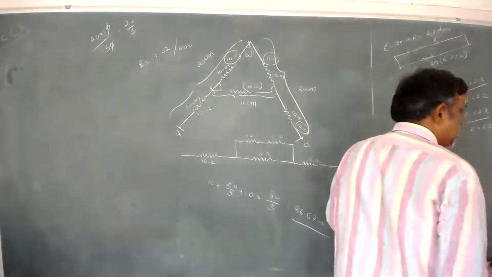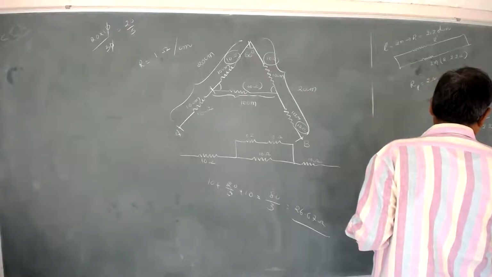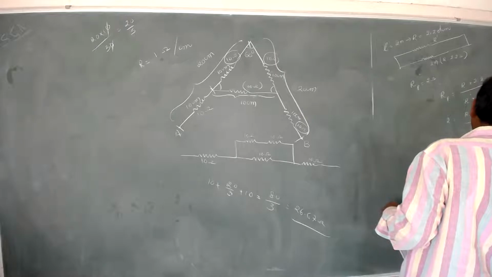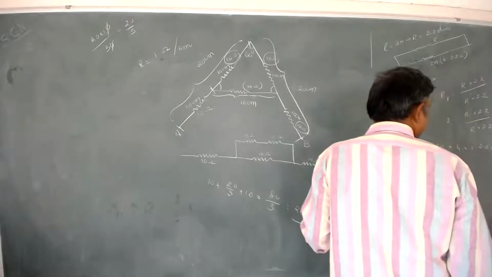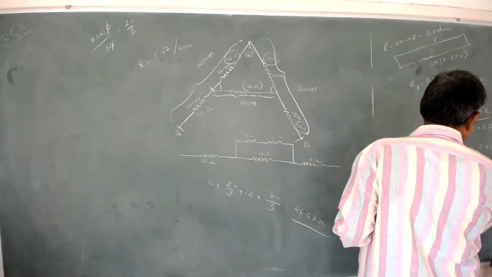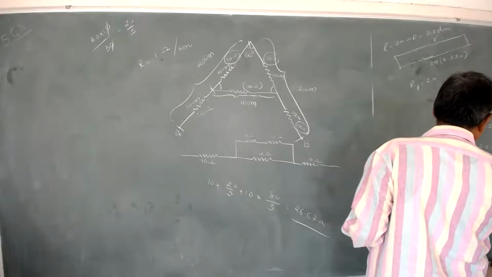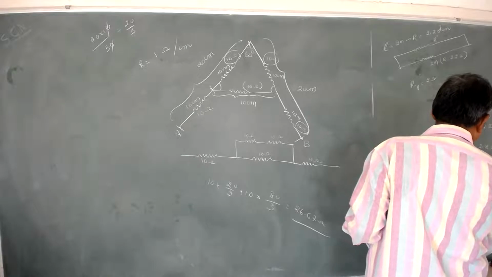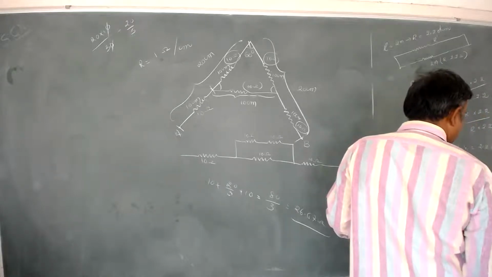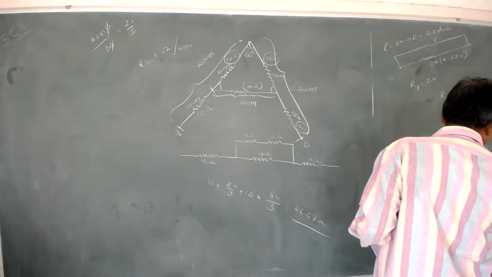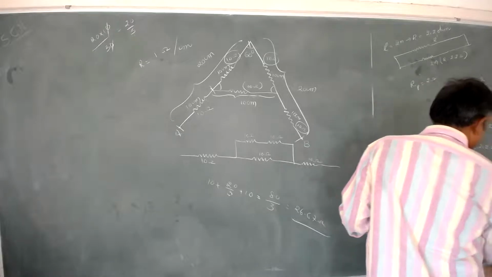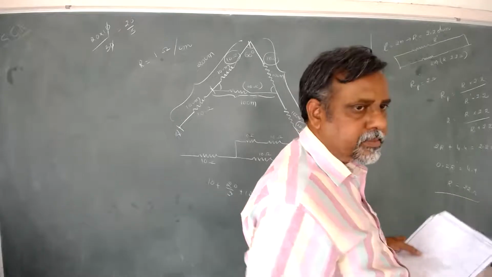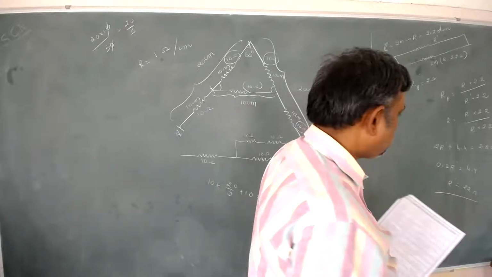So here 2 R dash plus 4.4 is equal to 2.2 R dash. Right? Changing the sign, 0.2 R dash is equal to 4.4. So R dash is equal to how much? R dash is equal to 22 ohm. Understood? 22 ohm.